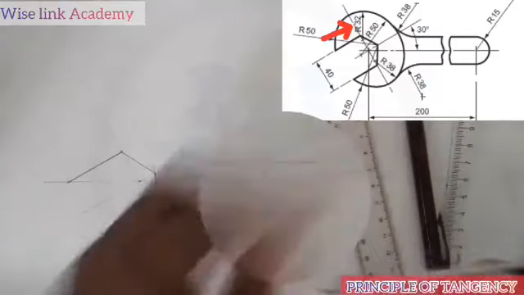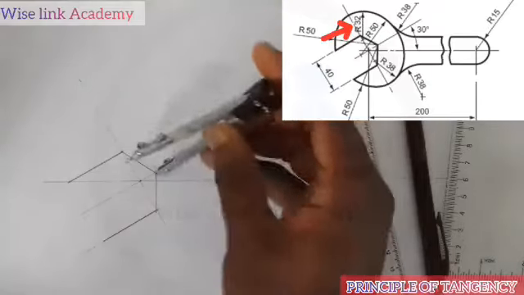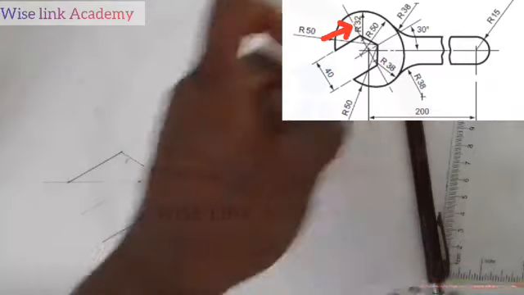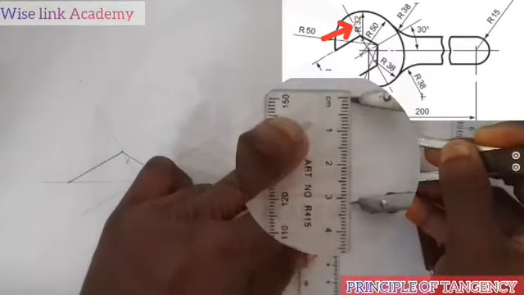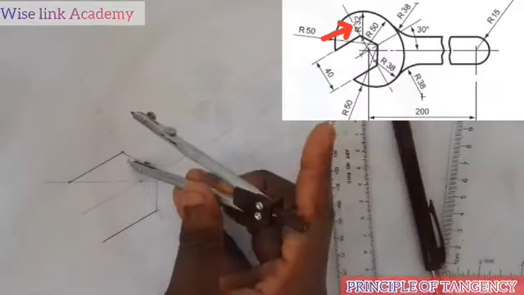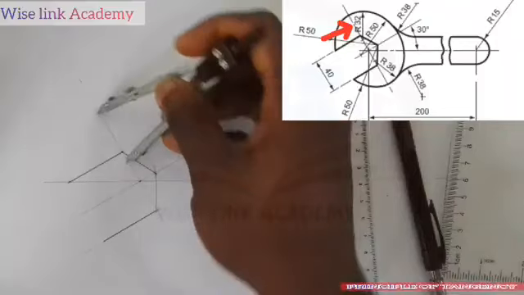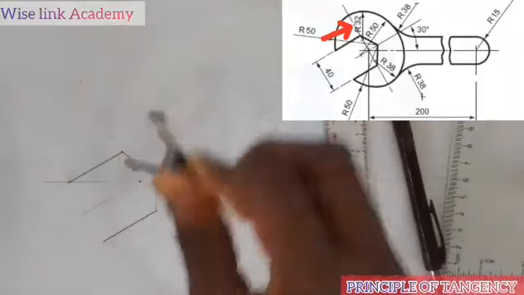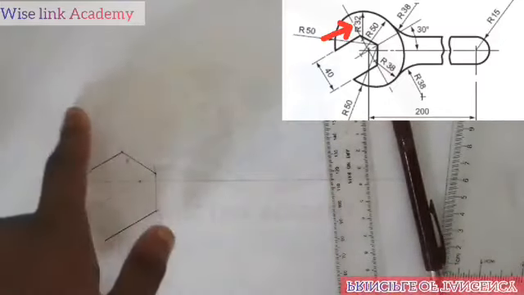Now at this point here, I'll strike an arc this way. Now I will measure R32, from this point to this point is 32, right? At this point here, strike the arc, gauging it to touch this arc here, this way, as you can see. As you can see what I did, right?